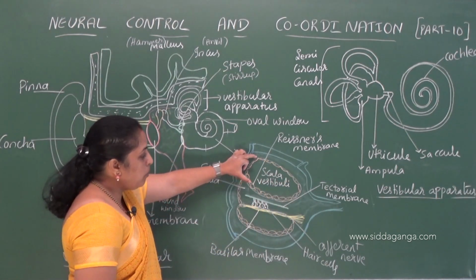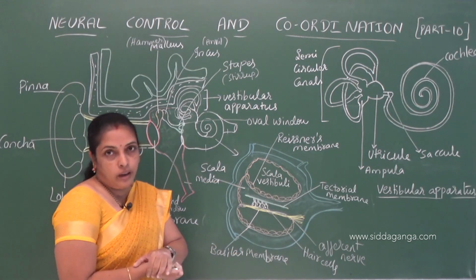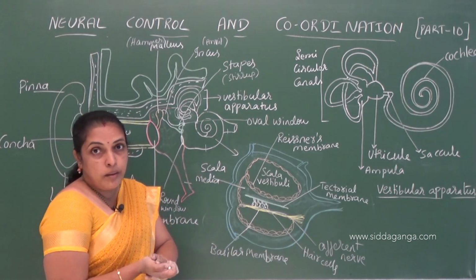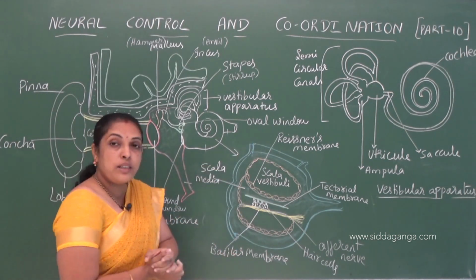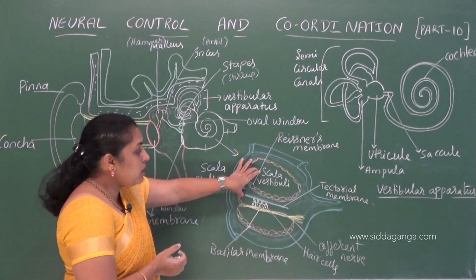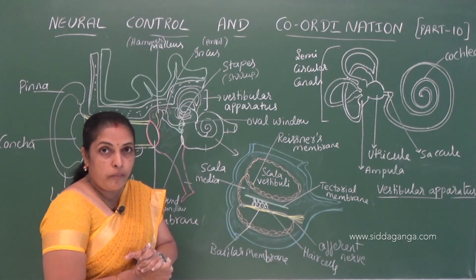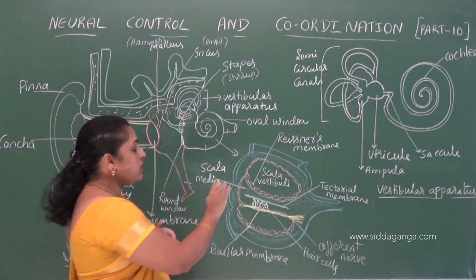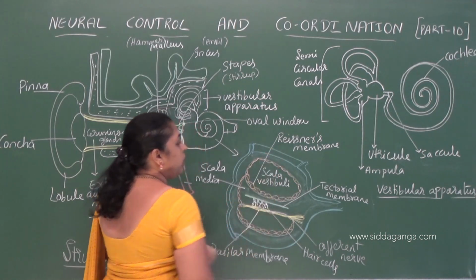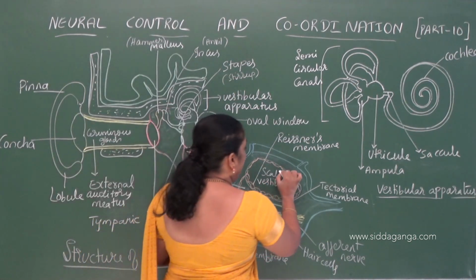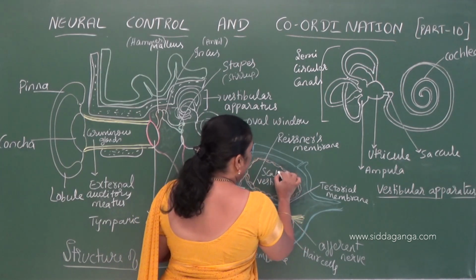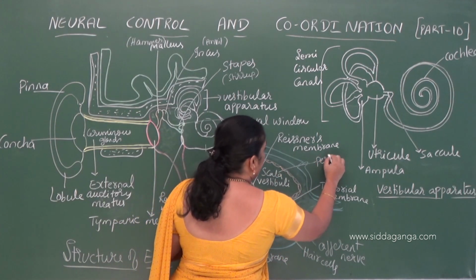So we have the vestibular membrane and the basilar membrane. Under the membranous labyrinth we have two membranes, the vestibular membrane and the basilar membrane. Inside this we see the presence of lymph. The fluid which is peripheral to the bony labyrinth is called perilymph. So the scala vestibuli consists of perilymph.